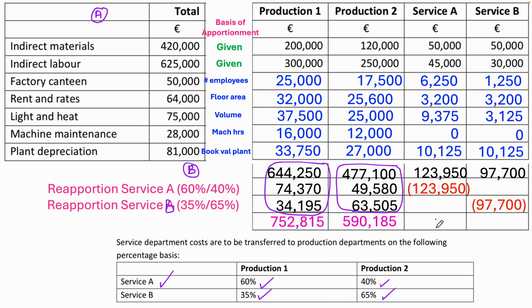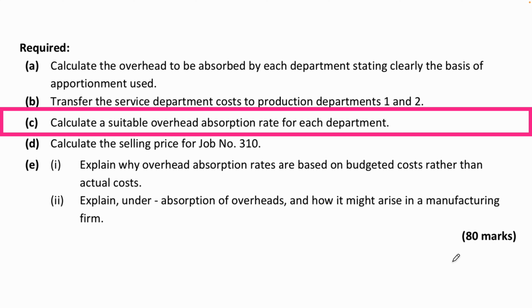So we've cleared the costs from service A and service B. We've nothing left because they cannot recover costs. So that is part B. Part C now is asking us to calculate a suitable overhead absorption rate for each department. So that just means a rate per hour.